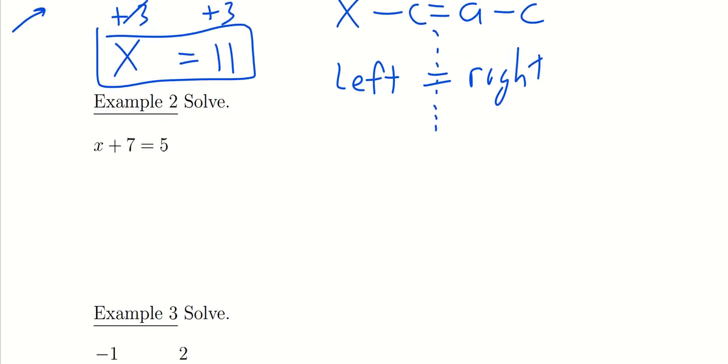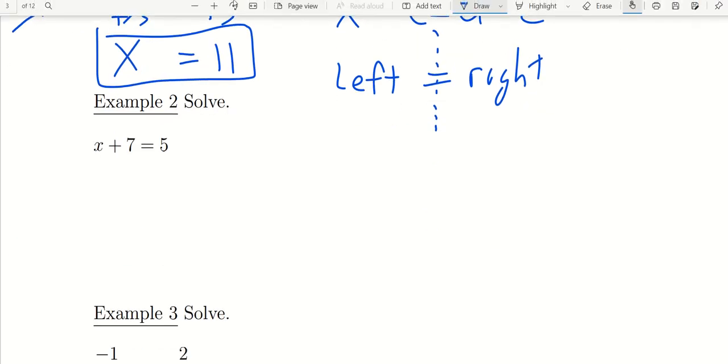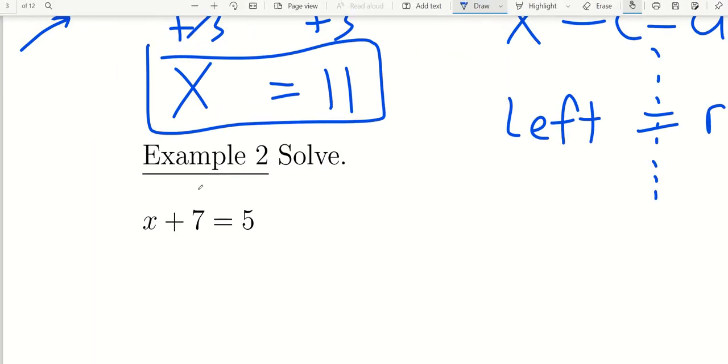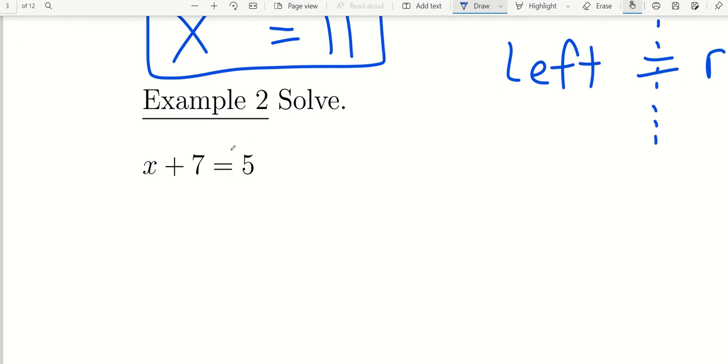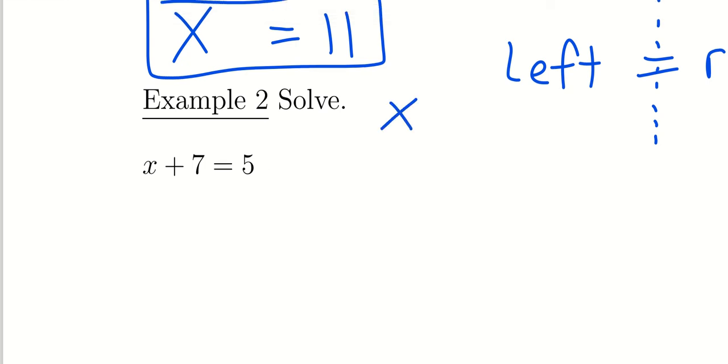Let's take a look at another one in example 2. We want to solve x plus 7 equals 5. Here's my equal sign. Again, you can think of an imaginary line that divides it into the left half of the equation and the right half of the equation. In order to solve it, we want to find the value for x. So we ultimately want to make it look like x equals some number.